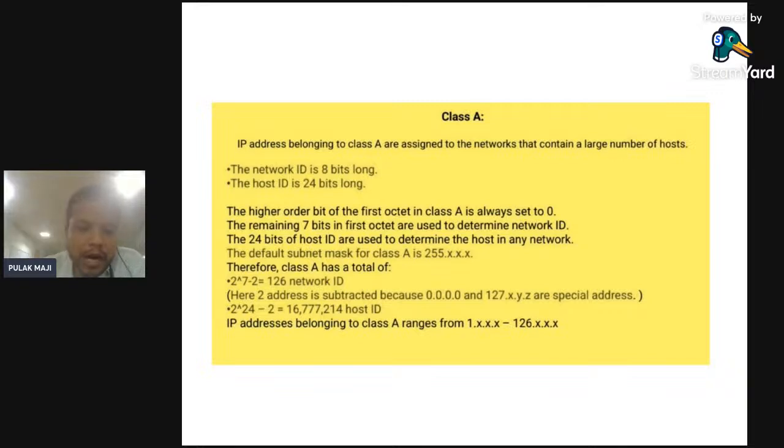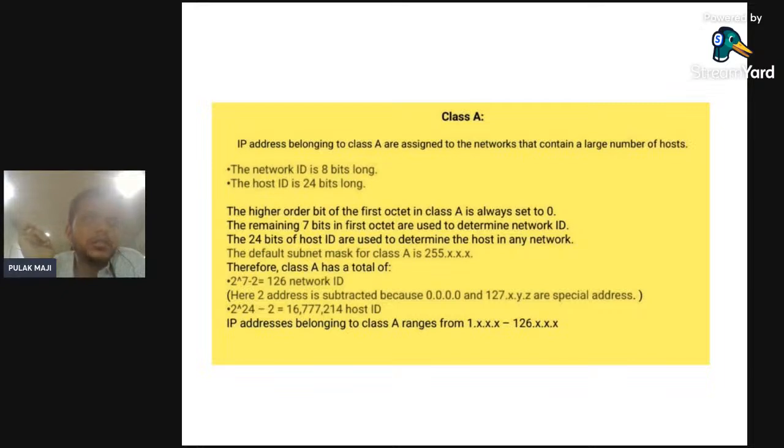If I'm taking all these options, in class A, what is the starting address? 0. What is the ending address? Meaning the range, first address 0 to 127. So it is not ending with 223, so class A will not be my answer. Then go with class B. What is the class B range? Class B ranges start from 128 and end with 191. But 223 is not matching, so it is not my answer.